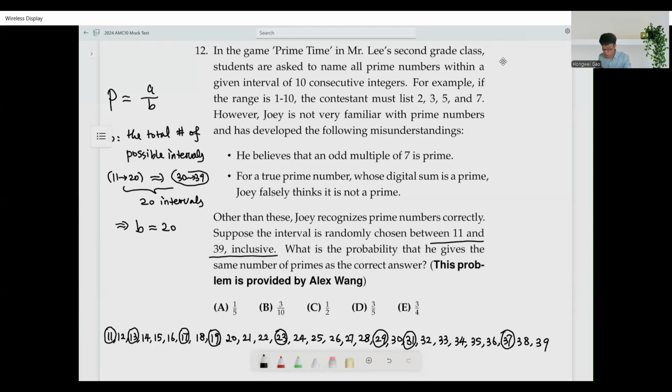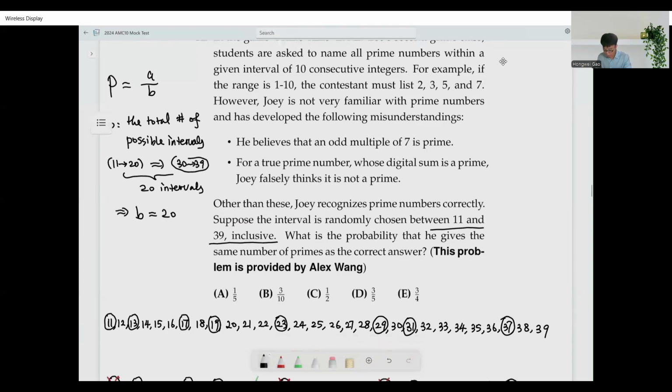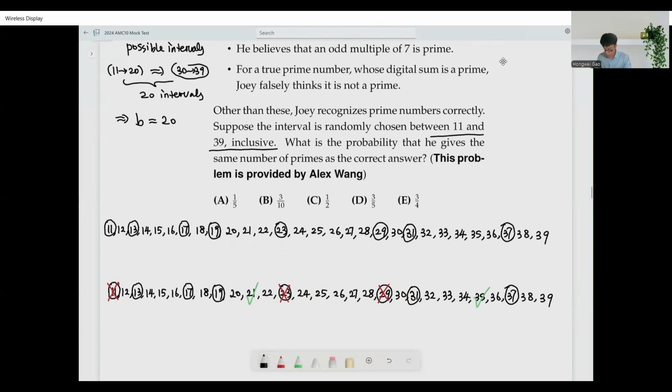Now, based on Joey's misunderstanding, he believes that all the multiples of 7 are prime. So between 11 and 39, there are two such numbers, that is 3 times 7, 21, and 5 times 7, 35. So those two numbers are actually not prime, but Joey will think they are prime. So let me mark these two numbers with green color.